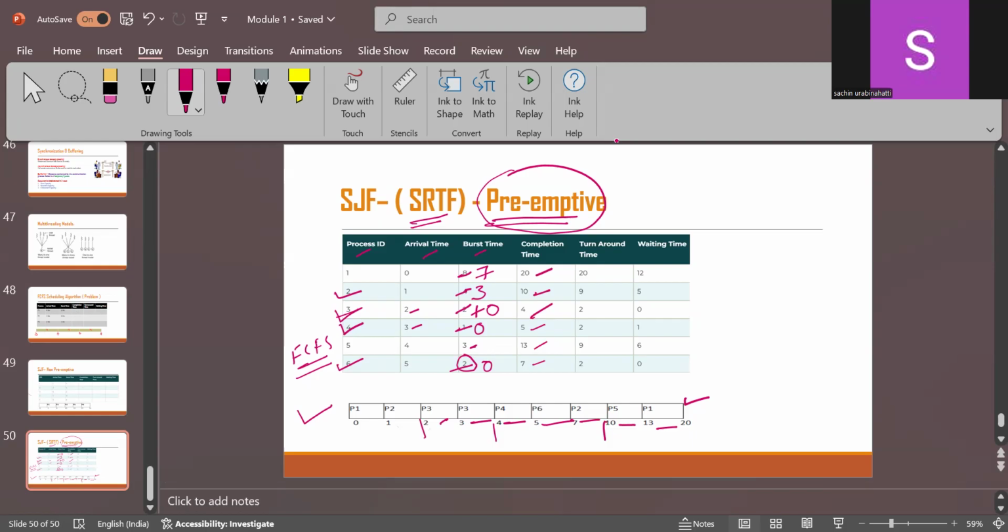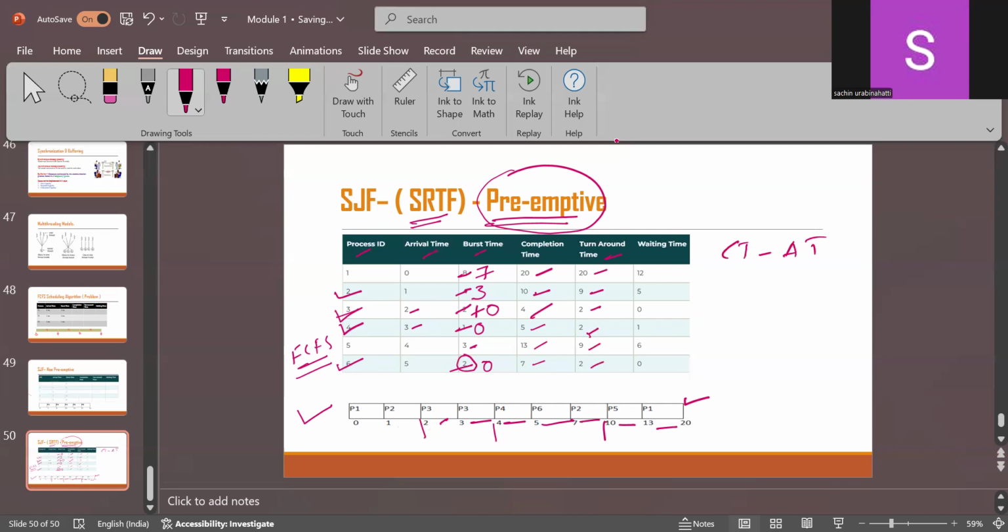Okay. So now turnaround time. What is the formula for turnaround time? It is completion time minus arrival time. Correct. What is the completion time for P1? It is 20. What is the arrival time? It is 0. So 20 minus 0 is 20, right? The completion time for P2 is 10. The arrival time for P2 is 1. So 10 minus 1 is 9. Similarly, you calculate all the turnaround times. P3 is 2, P4 is 2, P5 is 9, and P6 is 2.